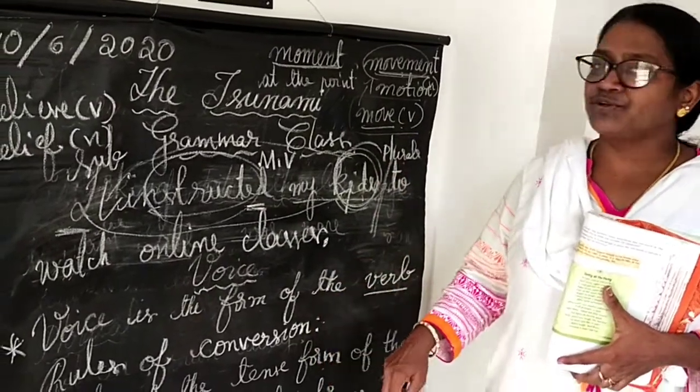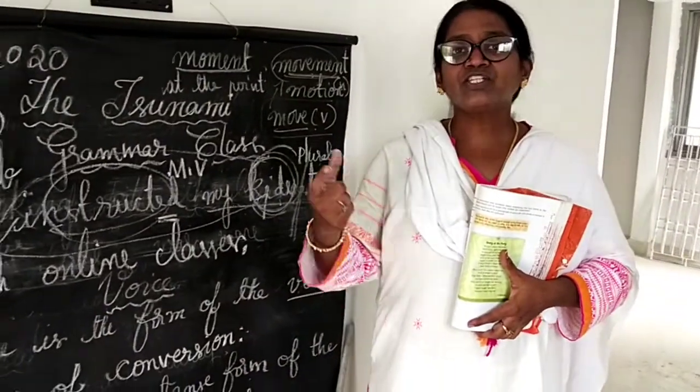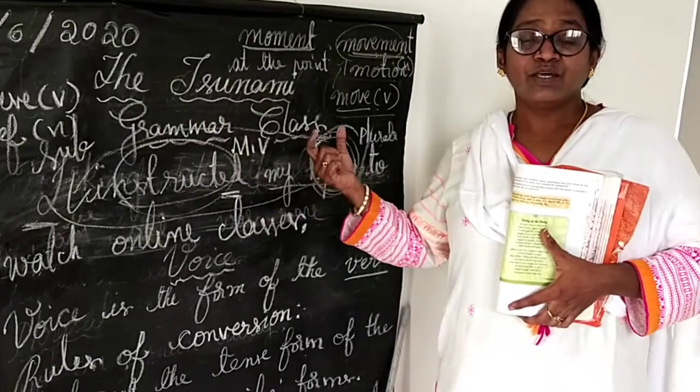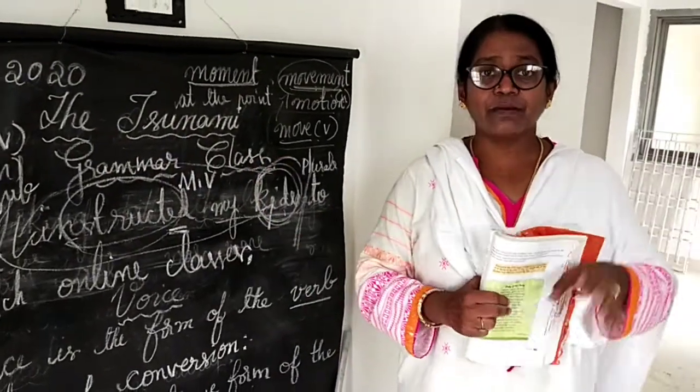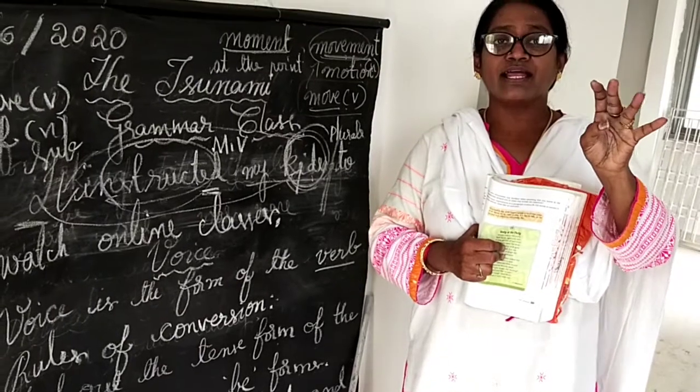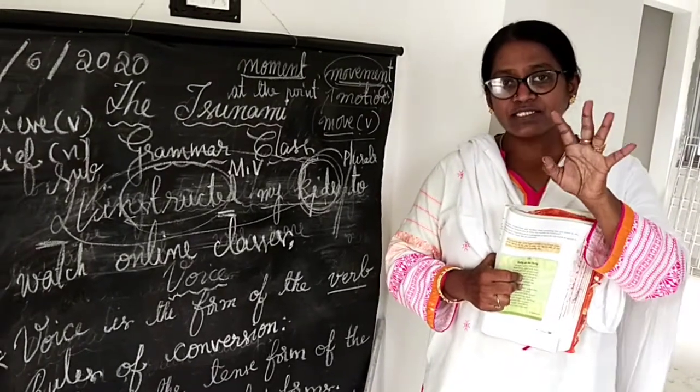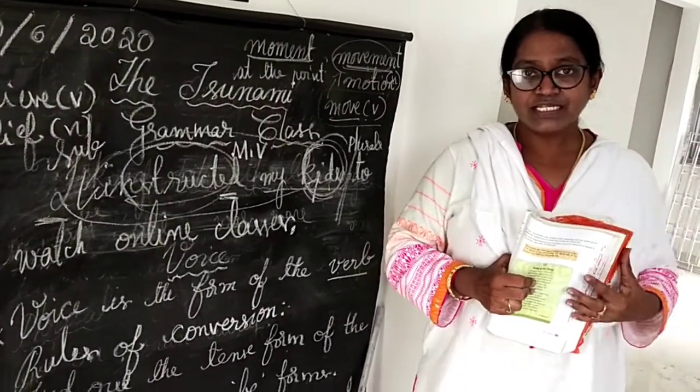Here is one more thing that you need to remember. When we are changing from active to passive, we use certain prepositions like by, to, and for. This depends upon the structure of the sentence.